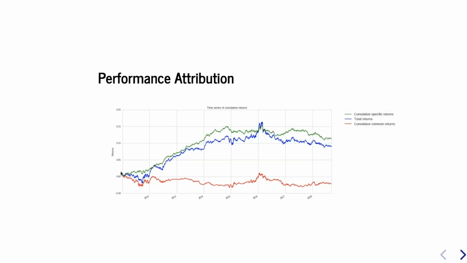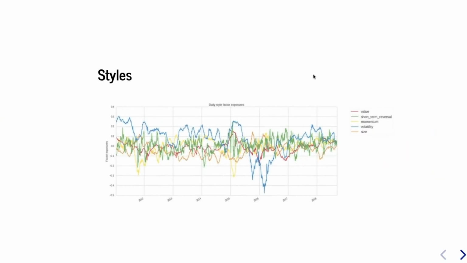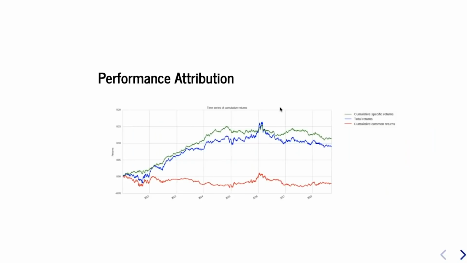What this says is I have this total return stream in blue, and I can break it into the specific returns in green and the common returns in red. And the common returns are what come from these risk factors here and here. And then the specific returns are the alpha, or the returns due to alpha.